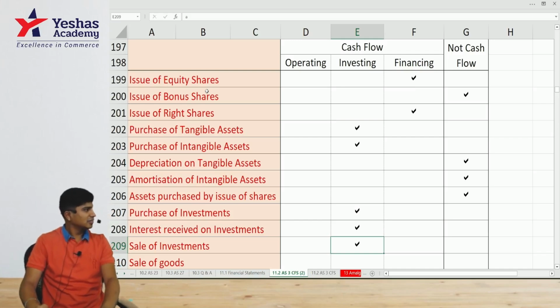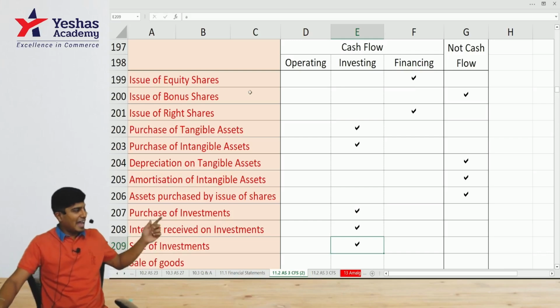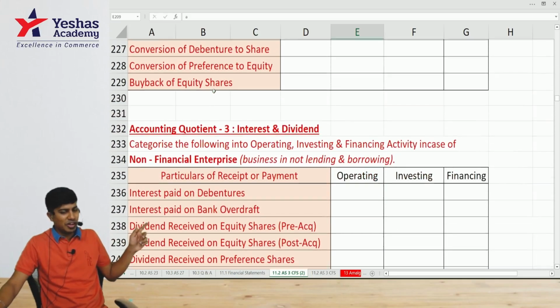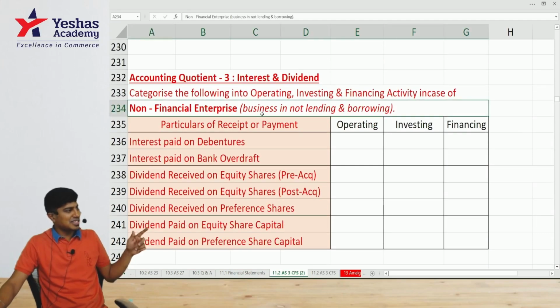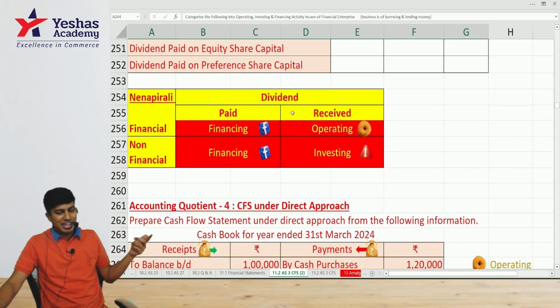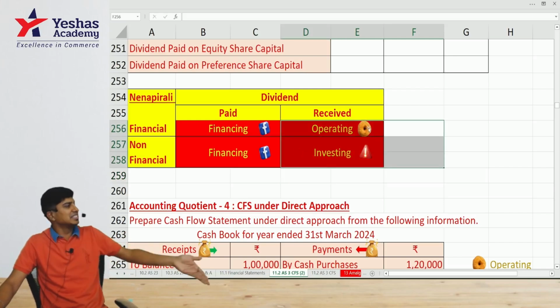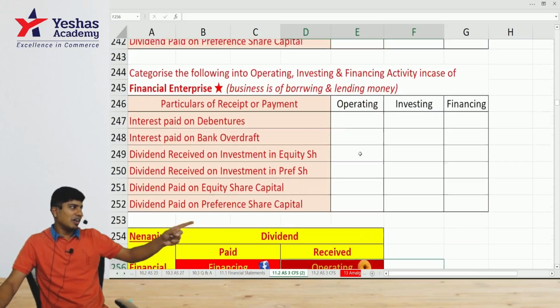Have any doubt? Depends. Have I told you that your business is investing business? Then it will become operating. That is a non-financial enterprise, business is not this. Then it is a financial enterprise. We will come there. Dividend received is investing usually, but sometimes it can become operating when my business itself is investing. We'll come there later. You are now confusing the entire class.